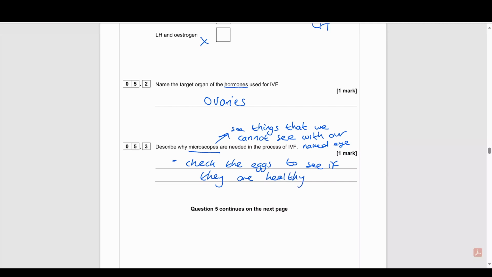Remember what's going to happen once we check these eggs and obtain them. We're then going to fertilize them with sperm cells. Remember that this happens in a petri dish. That's why it's called in vitro fertilization. So our egg cells and our sperm cells would fertilize, and this would be done outside of the body. The other reason that we could use a microscope is to also ensure that the injection of the sperm into the egg is done properly.